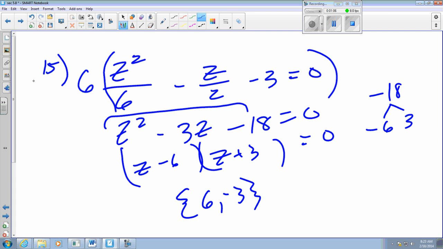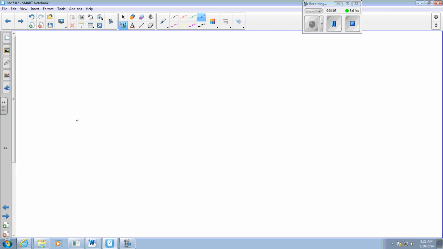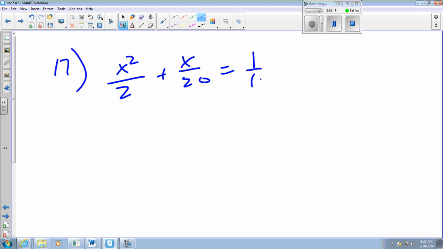Let's take a look at number 17 next. 17 is the same type problem, where we have the fractions to start with. Same thing I said last time, we're going to multiply the whole thing by the common denominator, which is 20 in this case. 20 divided by 2 is 10.